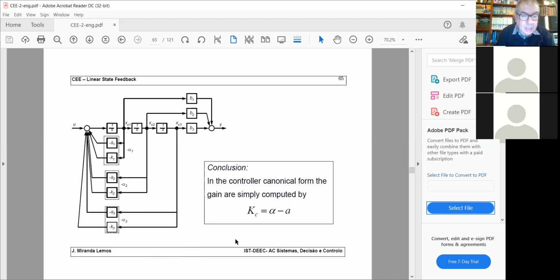The point is that if you are in this canonical form, designing a state feedback such that you have poles at the roots of a polynomial alpha, due to this structure, it's very simple. You just compute a vector of gains, which is the difference between the entries of the vectors of the coefficients of alpha and a. Any question?